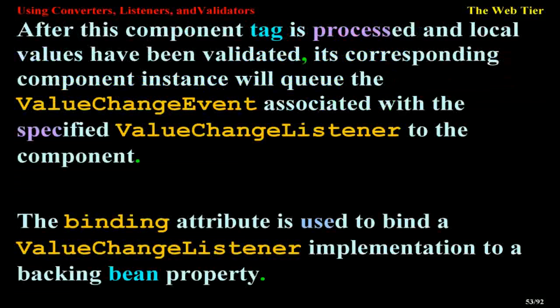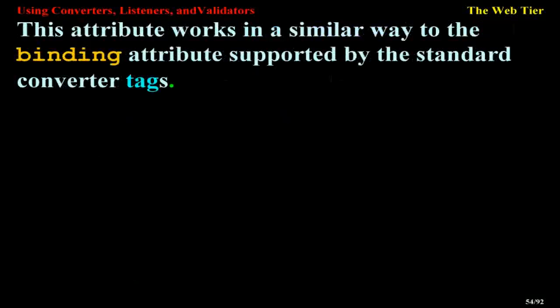After this component tag is processed and local values have been validated, its corresponding component instance will queue the ValueChangeEvent associated with the specified ValueChangeListener to the component. The binding attribute is used to bind a ValueChangeListener implementation to a backing bean property. This attribute works in a similar way to the binding attribute supported by the standard converter tags.